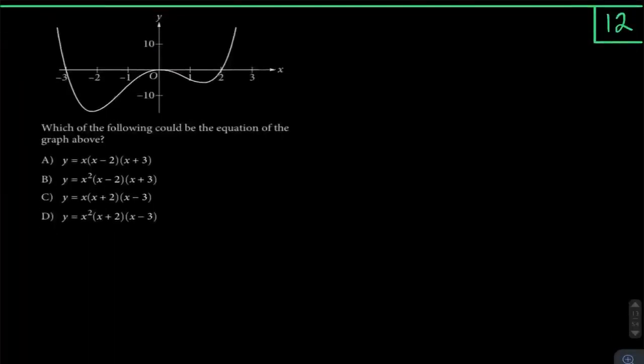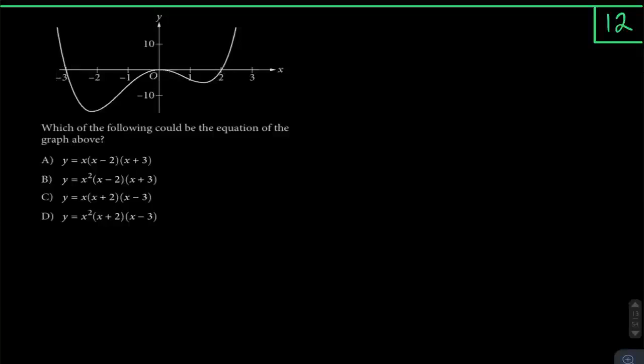Problem 12. Now we have a curve. And it says, which of the following could be the equation of the graph above? Okay, this is all about zeros. This is giving us where this graph intersects the x-axis. And the reason why I know it's about zeros is because of the way that these equations are all sprawled out here, that's all the zeros here. And so we could just match the zeros in our answers with the zeros here.